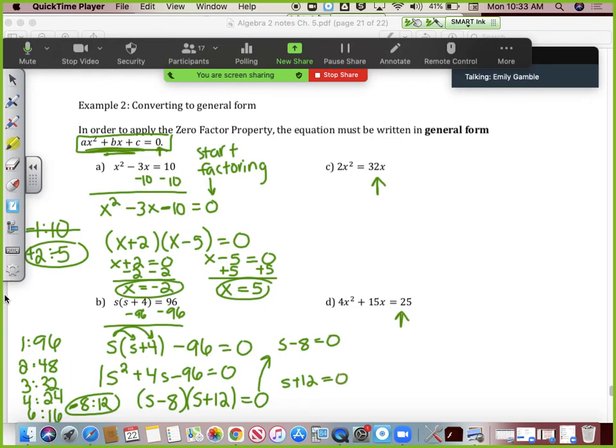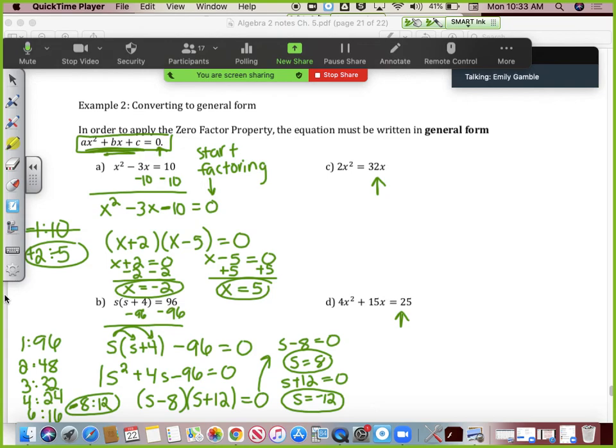To solve this one, I would add 8 to both sides. I get s is equal to 8. I would subtract both sides by 12. I'm going to get s equals negative 12. So that means that the two answers to where this quadratic crosses the x-axis are at 8 and at negative 12.